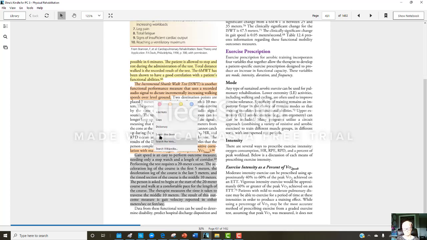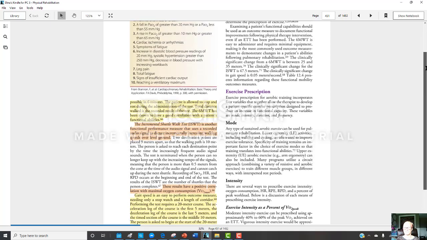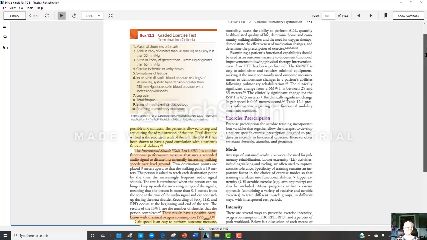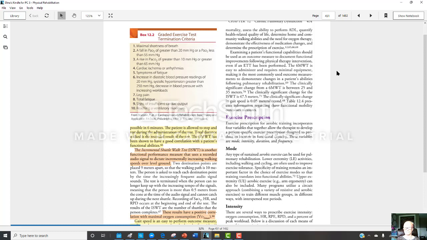Data from these functional tests can be used to determine disability, predict hospital discharge disposition and mortality, assess the ability to perform ADL, quantify health-related quality of life, determine home and community walking abilities and the need for oxygen therapy, demonstrate the effectiveness of medication changes, and determine the prescription of exercise.